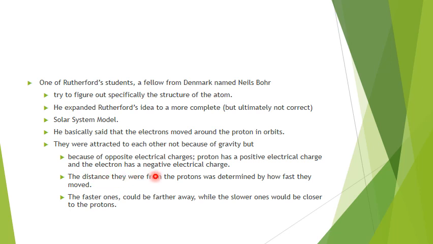Okay, so just like with the planets from the sun, the distance the electrons are from the protons is determined by how fast they are moving. The faster they move, the farther away from the protons they'll be. The faster ones are further away, and the slower electrons would be closer to the protons. So that's a good place to start. So you might have electrons that are close to the protons, not moving as fast, and then you have others that are further apart from the protons because they're moving faster.